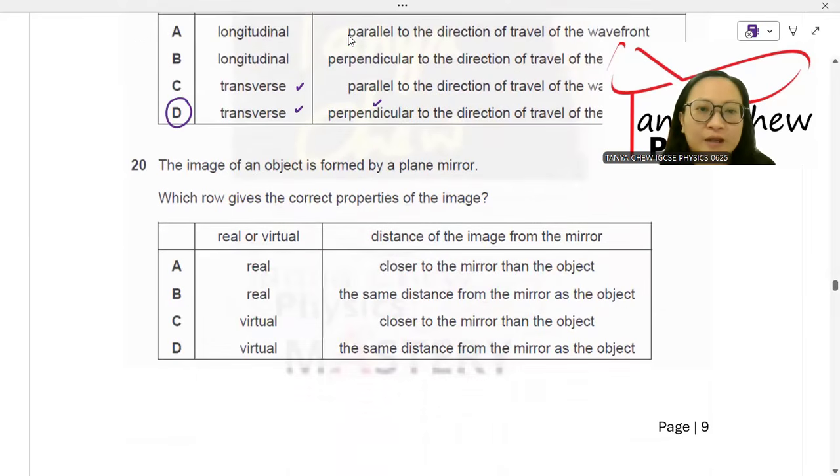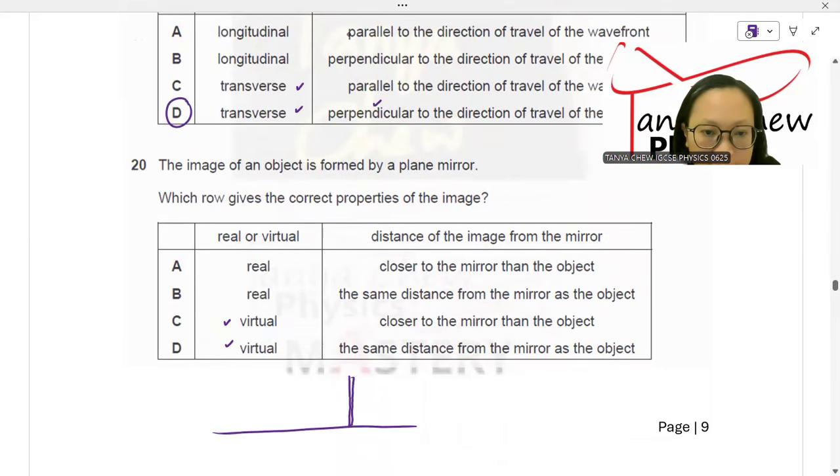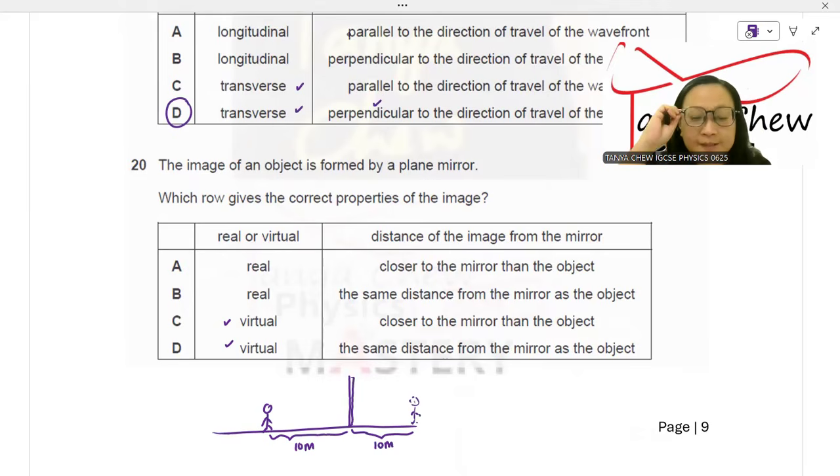Now, number 20, the image of an object is formed by a plane mirror. Which row gives the correct properties of the image? Image formed by the plane mirror is always virtual. Why? Because the image is always formed at the back of the mirror. And it has to be the same distance. Okay, let's say this is a plane mirror. This is the object. Distance between the plane mirror and the object is 10 meter. Distance between the image and the mirror must also be 10 meter. So the same distance from the mirror as the object. D is the answer.